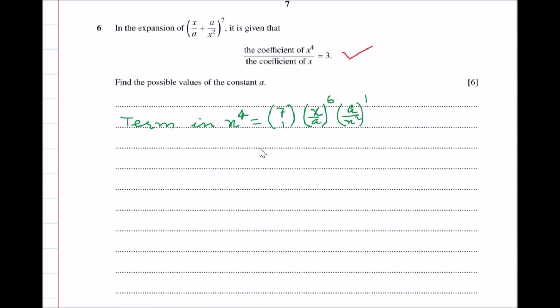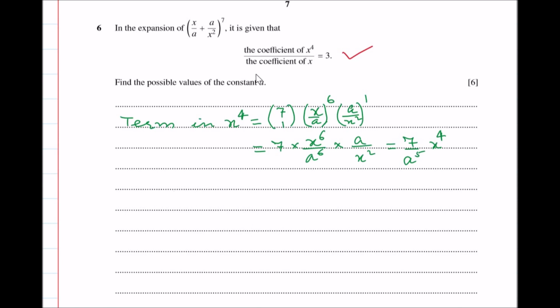Okay. Now we'll simplify this. So we get 7 into x to the power 6 divided by a to the power 6 into a by x². Okay, and if you simplify this, we get 7 by a⁵ x raised to the power 4. Okay? This is the term.